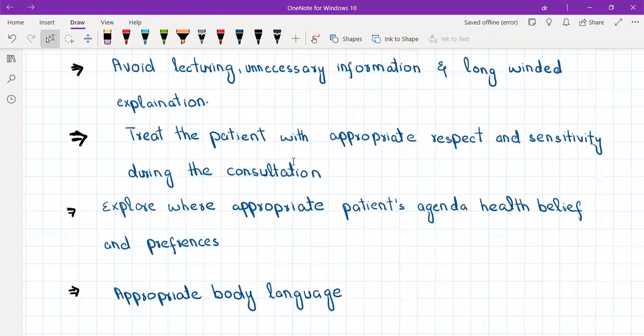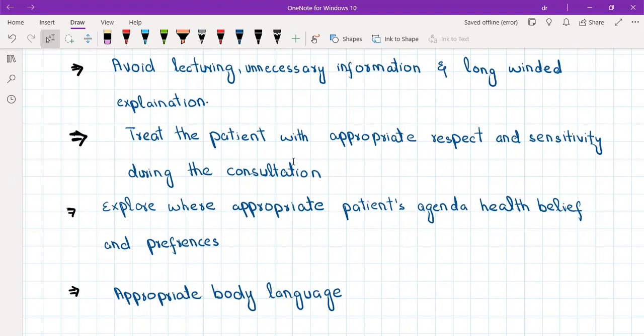Also, if you are doing an intimate examination, for example, a per vaginal examination, or for example, the skin patient might have an ulcer on the genitalia, or a per rectal examination, which is an intimate examination, always offer a chaperone. This shows that you have appropriate respect and sensitivity for the patient.